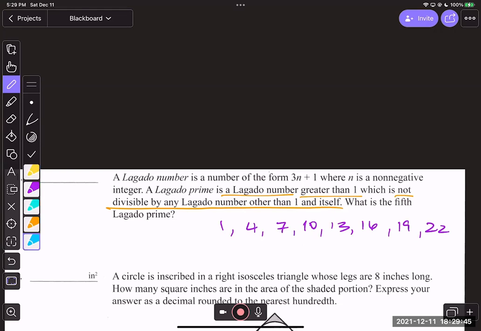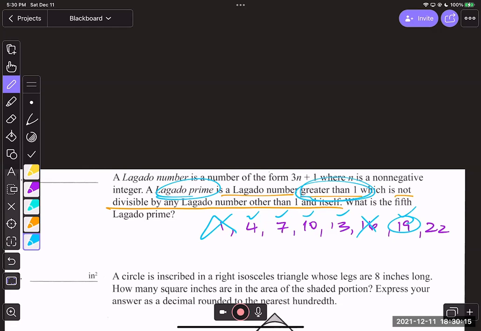So now what we're saying is Legato primes are numbers that are greater than 1, so 1 does not count, which are not divisible by any Legato number other than 1 itself. So 4 is good, right? Because 4 is only divisible by 1 and 4. 7, 10, 13 are good as well, but 16 is not good, because 16 is divisible by 4. So the answer here is 19.